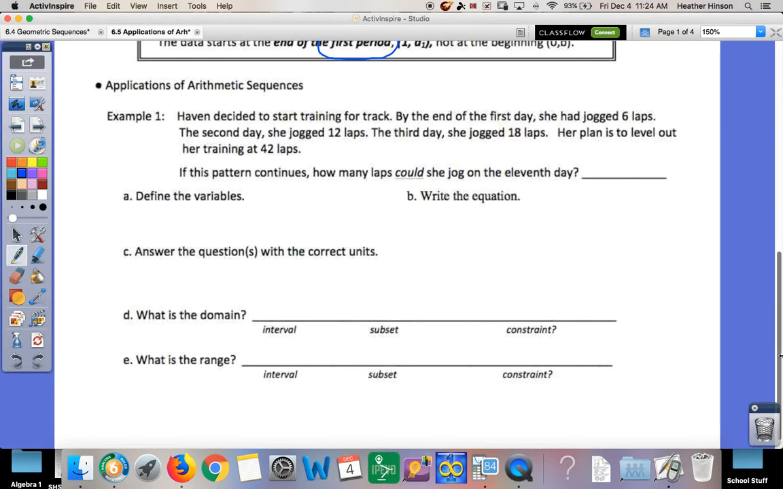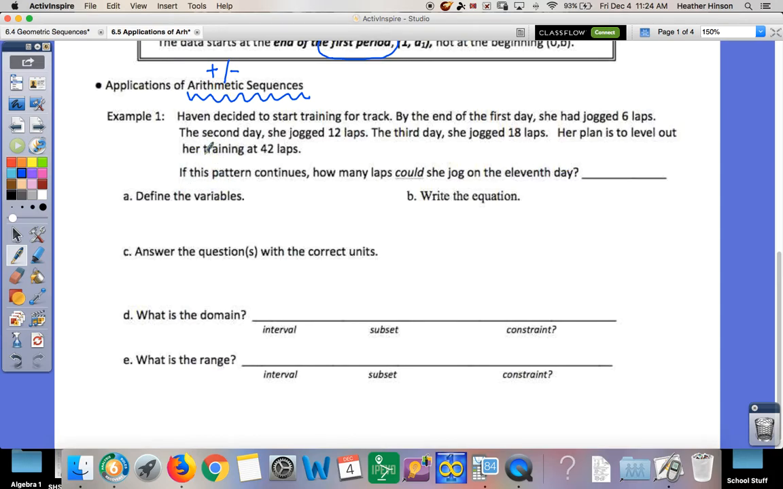So let's try a word problem. We're only going to look at them with arithmetic, so all that means is we're either adding or subtracting. Haven decided to start training for track. By the end of the first day, she jogged 6 laps. The second day, she jogged 12 laps. The third day, she jogged 18 laps. Her plan is to level out her training at 42 laps. If this pattern continues, how many laps could she jog on the 11th day?